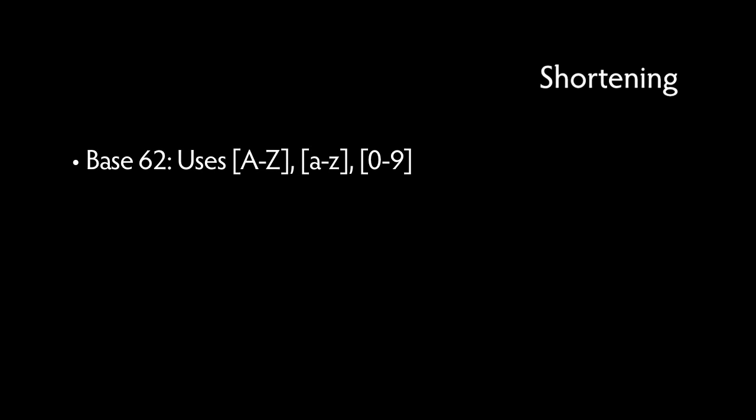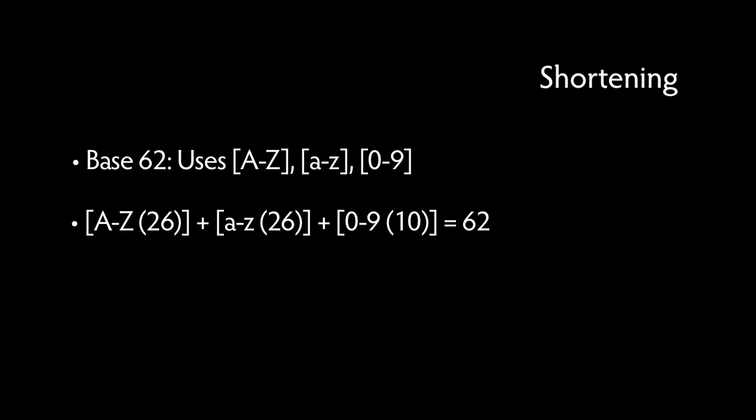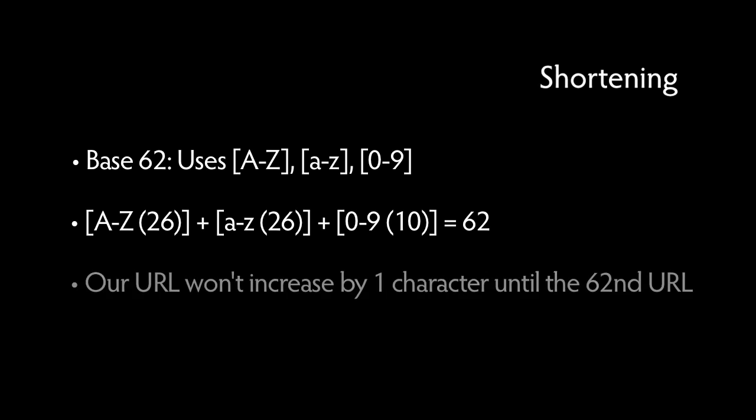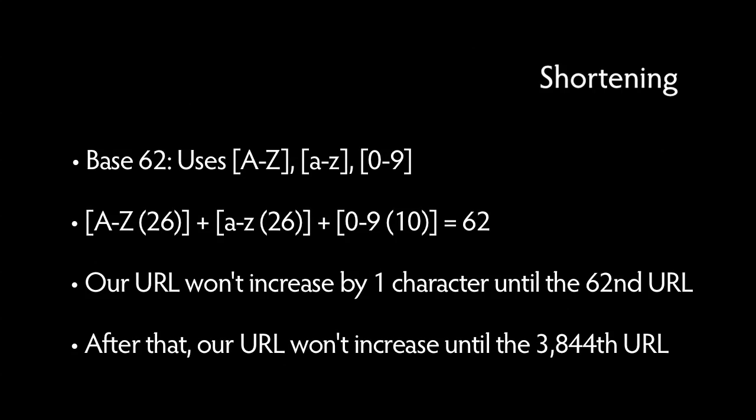Base62 uses letters and numbers to write numbers with fewer characters, since we have all 26 letters, upper and lower case, with the 10 digits 0 through 9, all at our disposal. 26 uppercase letters plus 26 lowercase letters plus 10 numbers equals 62. That means our URL won't increase by one character until we reach the 62nd URL. After that, our URL won't increase by one until the 3844th URL is added, as that is 62 squared. So using base62 scales well.